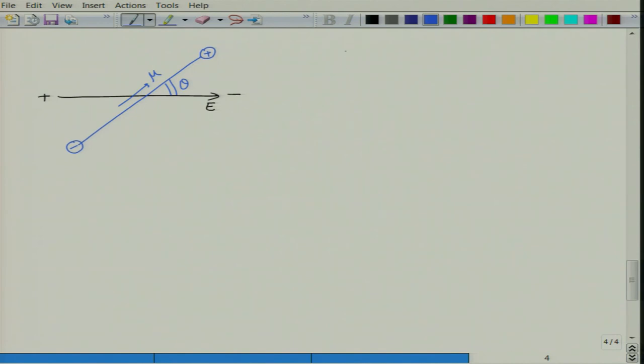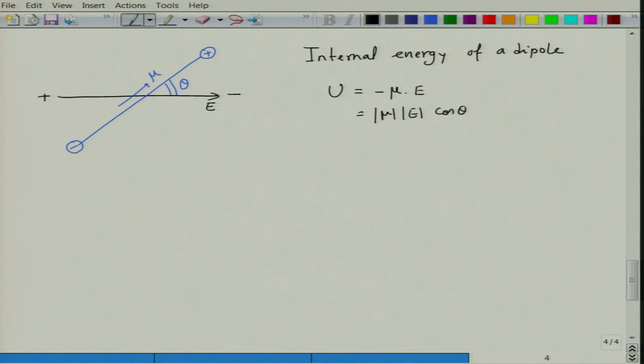So, basically the internal energy of a dipole can be written as, let us say, U, and this U basically is written as minus of mu dot E. Okay. So, if you take E in the opposite direction as we conventionally take, then you have to write it as plus mu E, because then cos theta will have. So, basically this will become mu E cos theta.